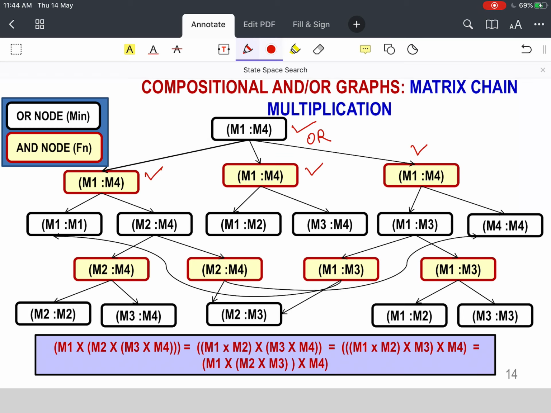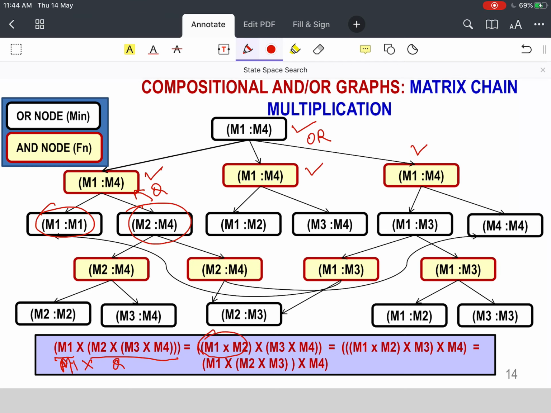Now m1 into m4 can be done in 3 ways. What are the 3 ways? I can do this one, which is I can leave m1 and then do m2 to m4 and then find the composition. So this I'll get as p, this is m1 and this is q, and I will do m1 into q. So I will get q back here and this m1 into q will be done.